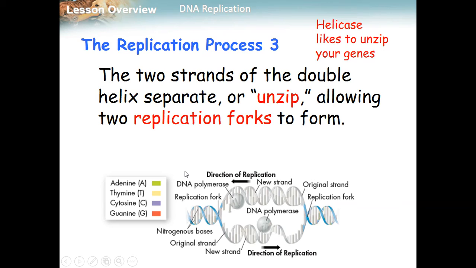The two strands of the double helix separate or unzip, allowing two replication forks to form. The molecule that does that is called helicase. It unzips your genes. There is a special type of little molecule that comes in on the DNA that's wound up, and it basically breaks this apart. That's where the helicase comes in and does its work. It unzips your genes.